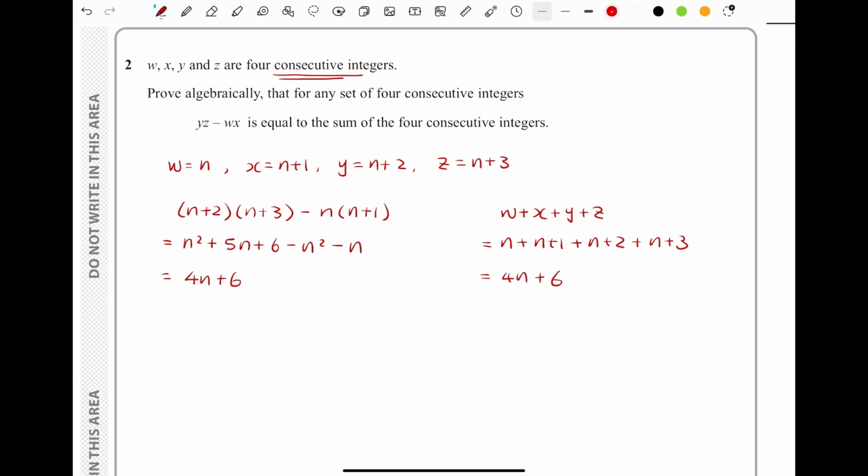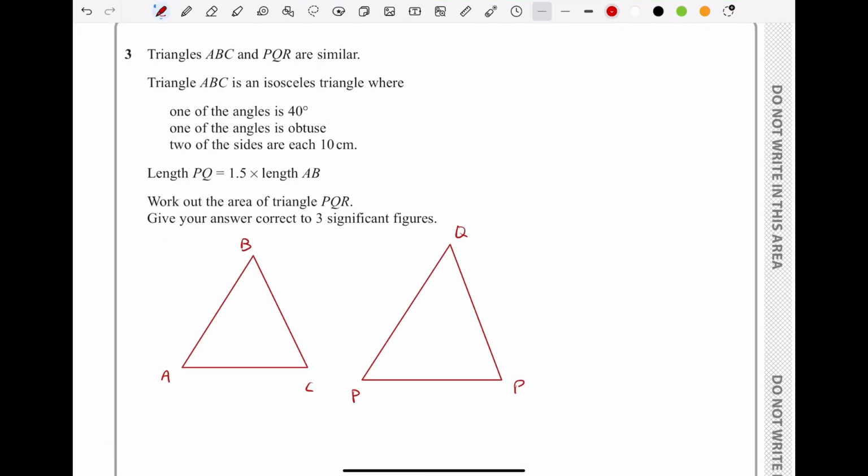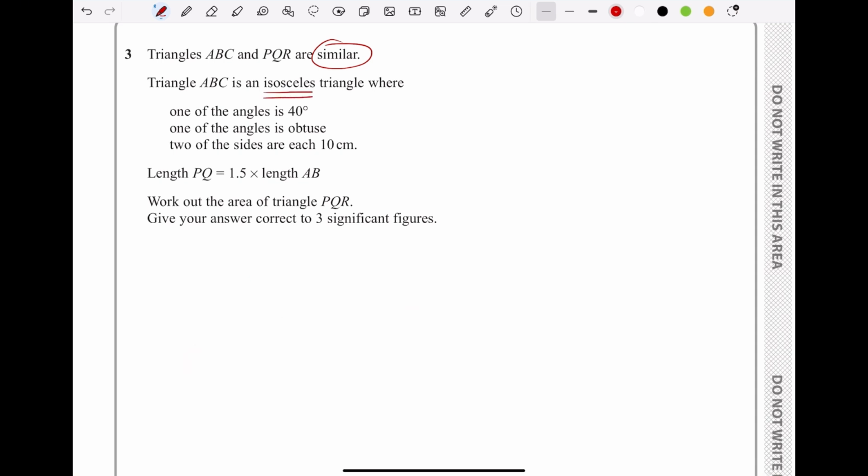Okay, so now moving on to question 3. Triangles ABC and PQR are similar. We are told that triangle ABC is an isosceles triangle. One of the angles is 40 degrees. One of the angles is obtuse. Therefore, we know that the other two angles must be 40 degrees and 100 degrees. Two of the sides are each 10 centimeters.